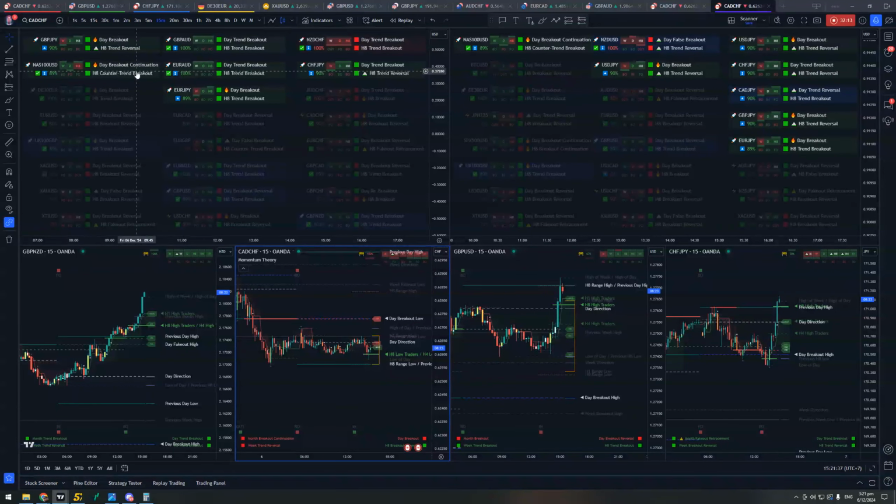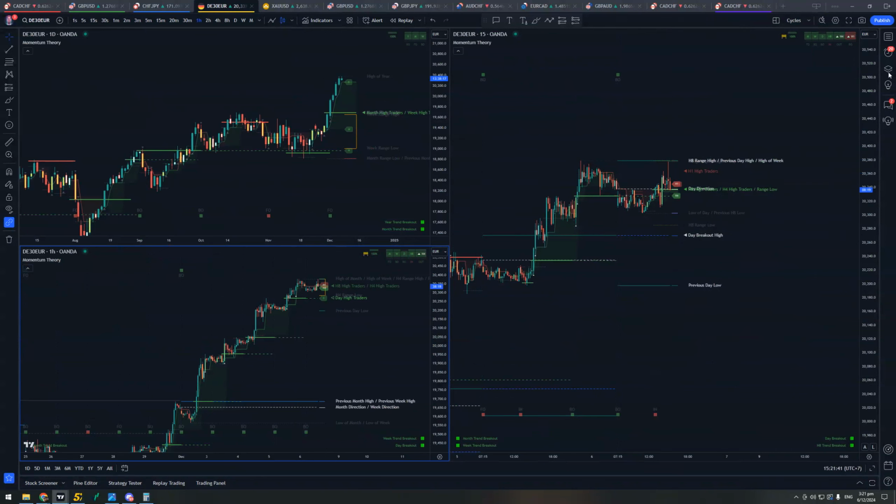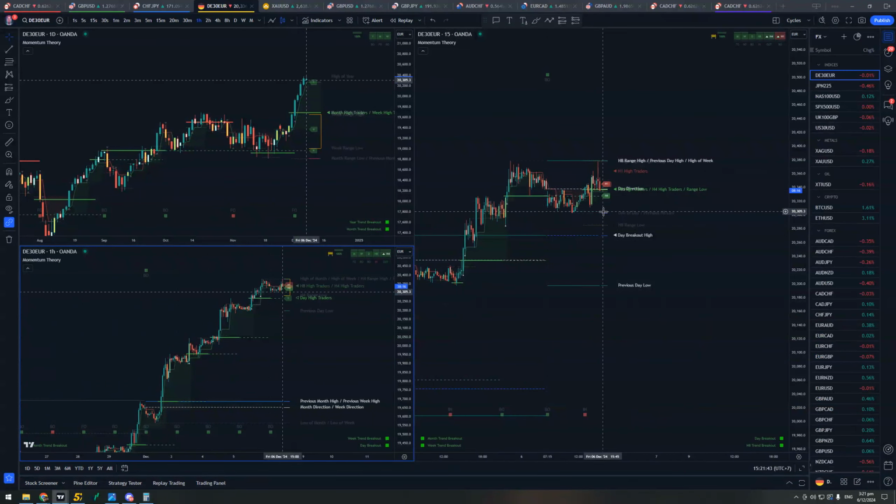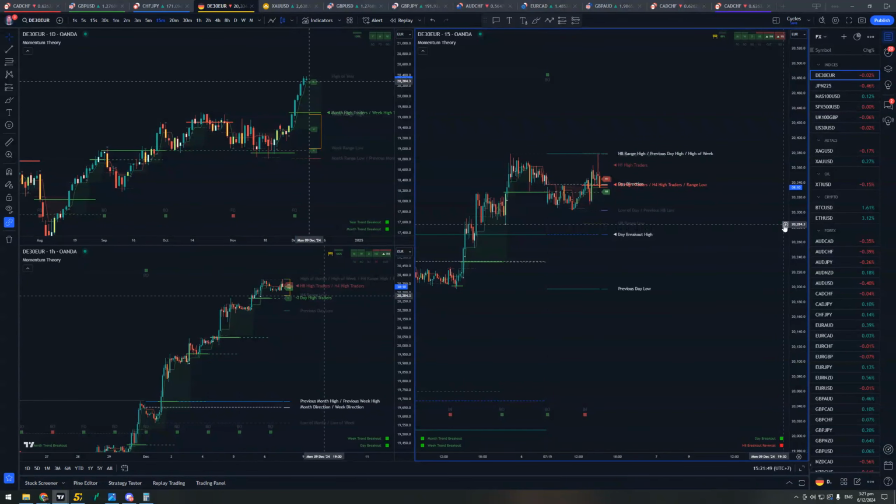What was the other one I was looking at? USD Swiss D30 did not break out. Would like it to come down inside bar, so probably at this range low. If it can get down here, I might be interested. But I think I'm done with this session.